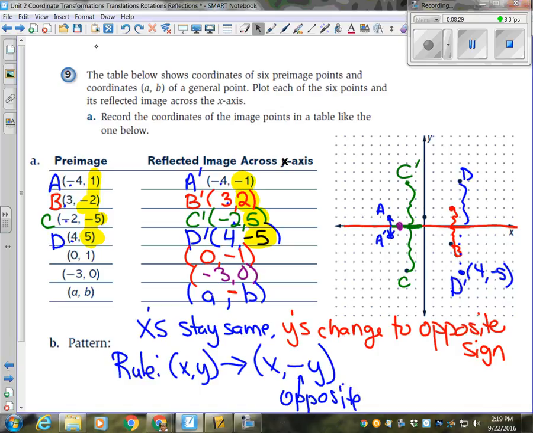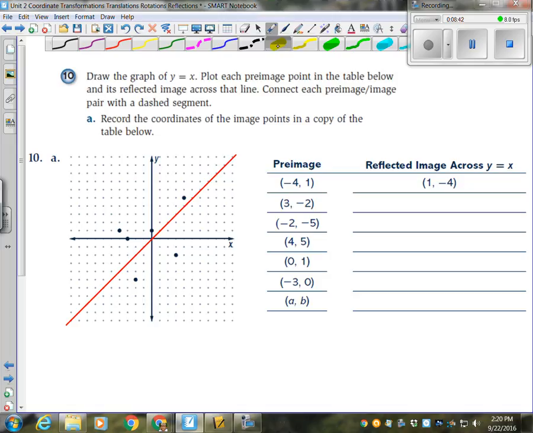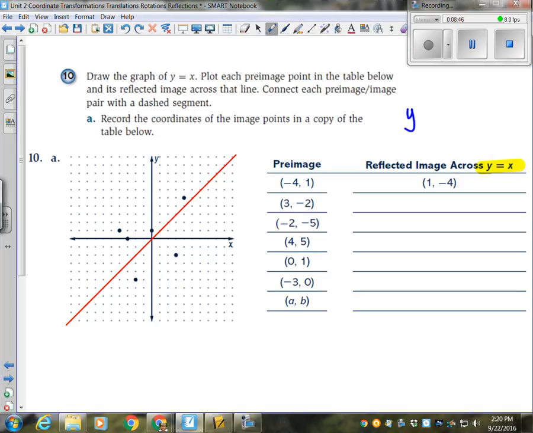Okay, so we should have completed the front side of your notes sheet. Now let's go to the back. These two are a little bit different, so we'll spend a little time talking about it. This time it says the reflection is across the line y equals x. So if you remember your point slope formula for a line, or your slope-intercept form, mx plus b, if we have the equation y equals x, well, apparently what that means is there is an imaginary 1 in front of x, and then b is 0.